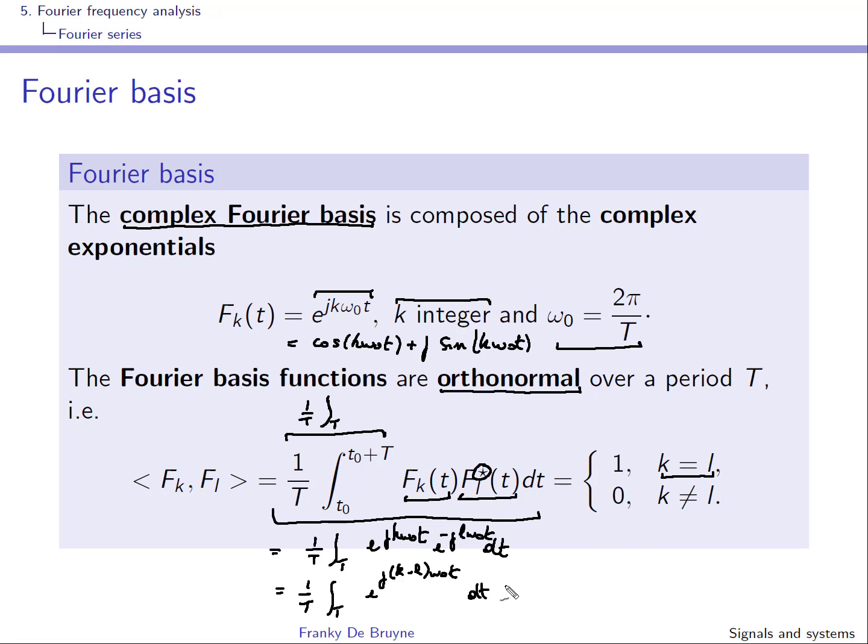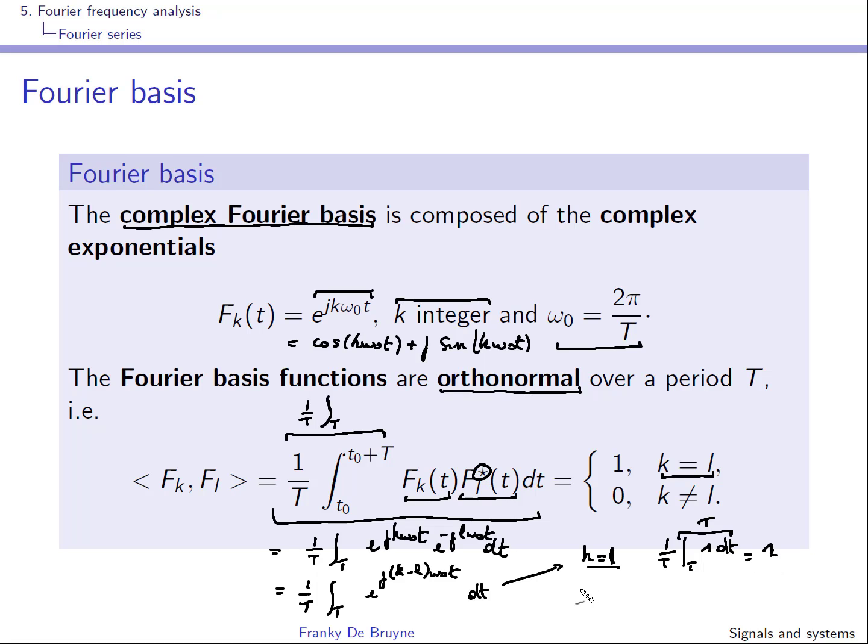Okay, so what happens if k is equal to l? Well, this is going to lead to 1 over T, the integral over a period. If k is equal to l, this will become a 1 over here. So you integrate 1. Okay, so this is going to be T, right? And so you indeed obtain a 1.